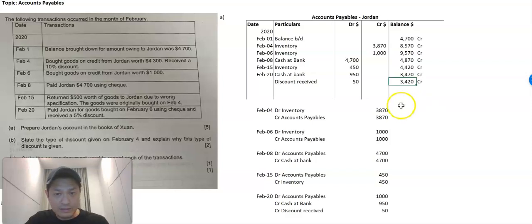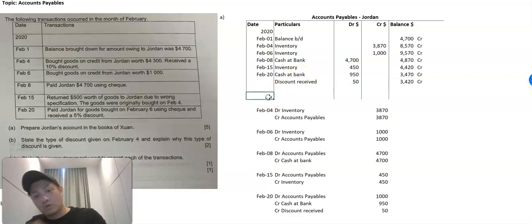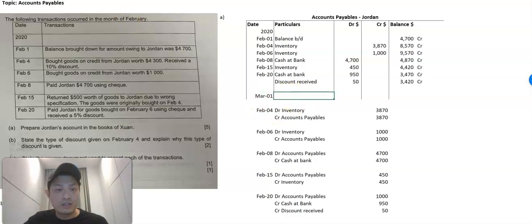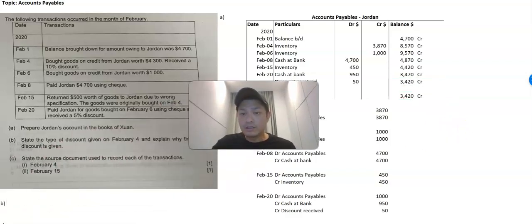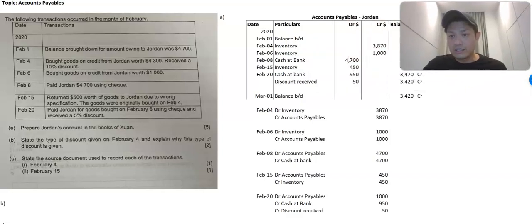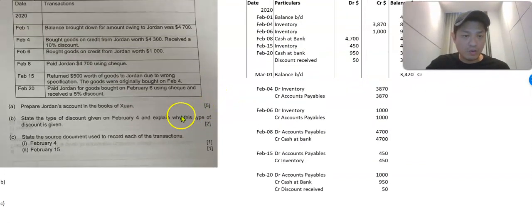Okay, so that is not all. To close a ledger account, you always have to do a balance brought forward to the next period, which in this case will be the next month. So March 1st, and then you just do a balance brought down, and you just bring down the last balance here, right? And that's it for the first part. Okay, good. Now let's go to the next part of the question.